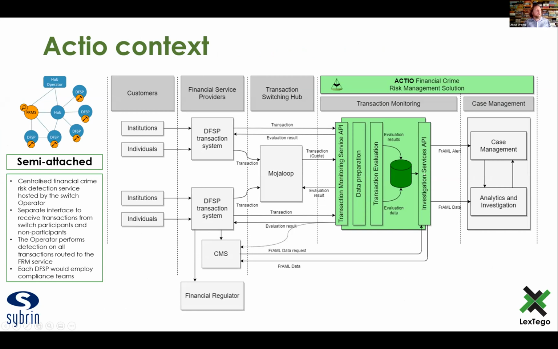The location of our platform overall is that we receive messages out of a Mojaloop instance, which would be quote messages or transfer messages. Those messages arrive as ISO 20022 messages into our platform, where we do our data preparation, and then subsequently the transaction evaluation based on that data preparation.